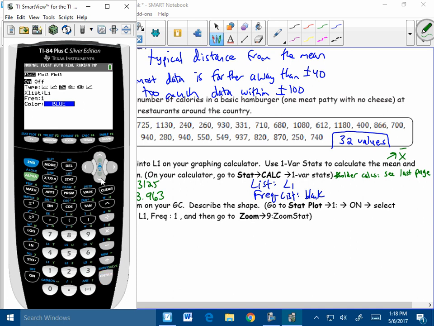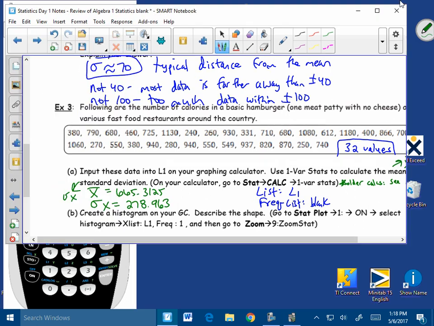Okay, should say L1 in your X list 1, right? Should say frequency of 1. And if you have an older calculator, you may have some different stuff in there. But as long as you select the histogram, it should be fine. So you won't have the color option if you have an older calculator. But then once that's on there, right, and you hit zoom 9, there it will put together a lovely histogram for you.